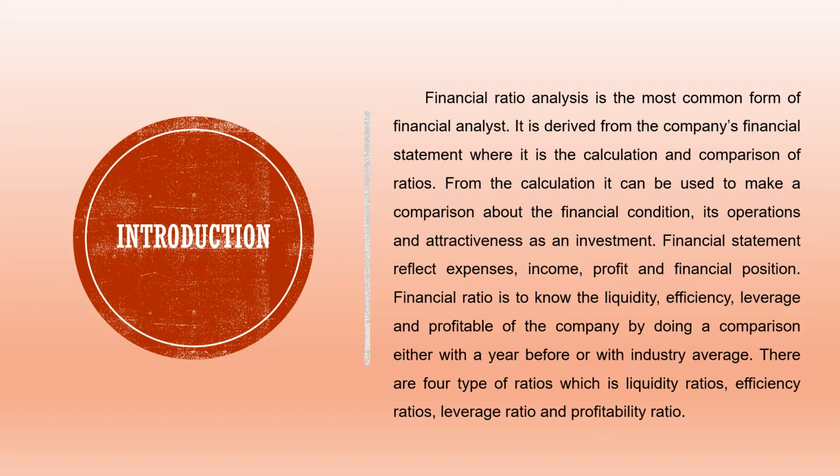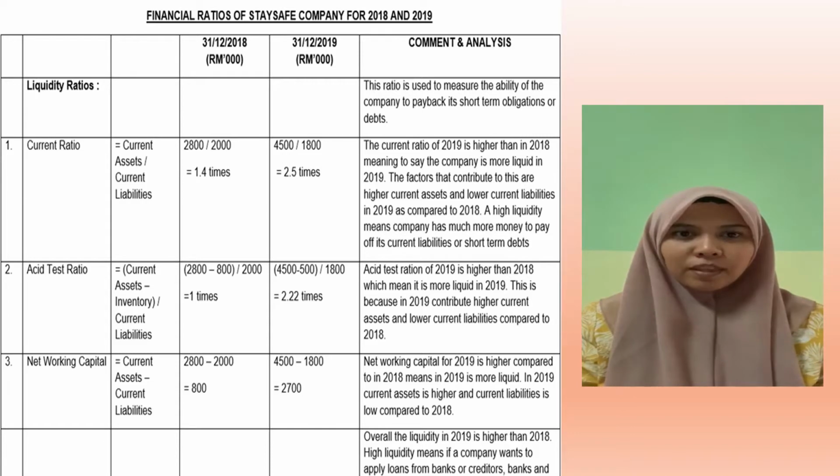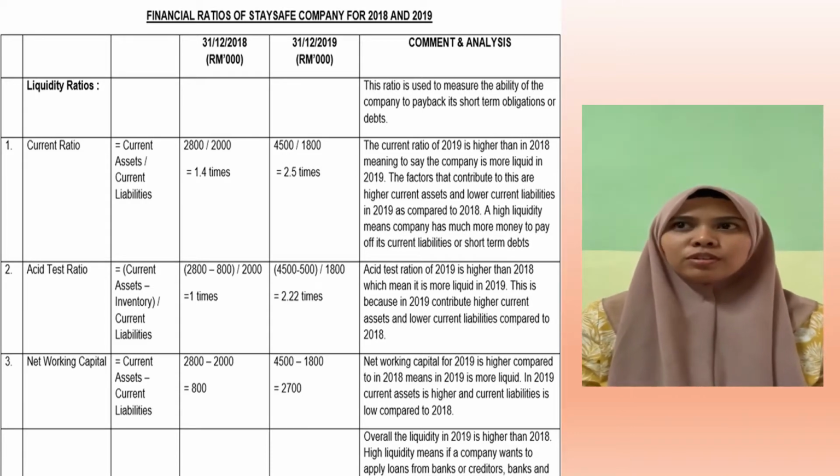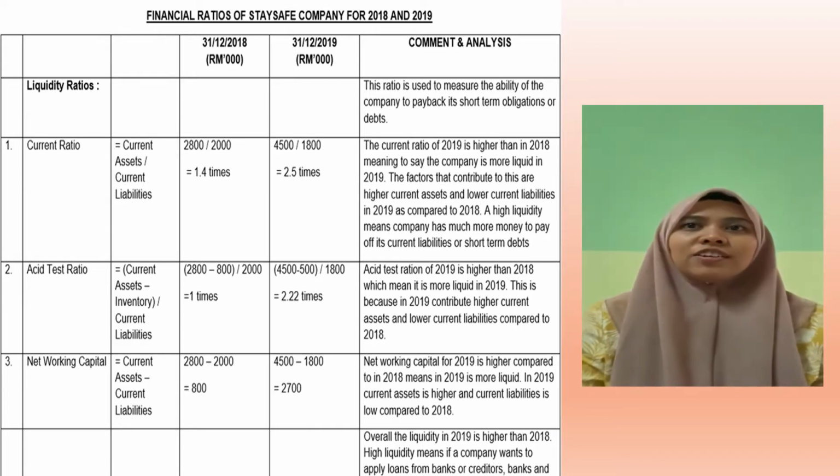Financial ratio is to know the liquidity, efficiency, leverage, and profitability of the company by doing a comparison either with a year before or with the industry average. There are 4 types of ratio, which are liquidity ratio, efficiency ratio, leverage ratio, and profitability ratio. First ratio is liquidity ratio. Liquidity ratio is the ratio used to measure the ability of the company to pay back its short-term obligations or debts. In liquidity ratio, there is current ratio.